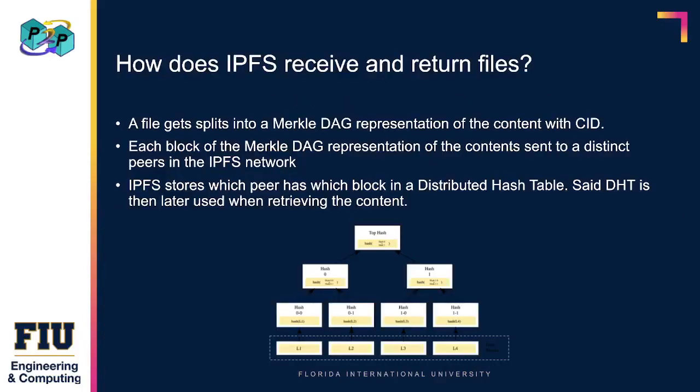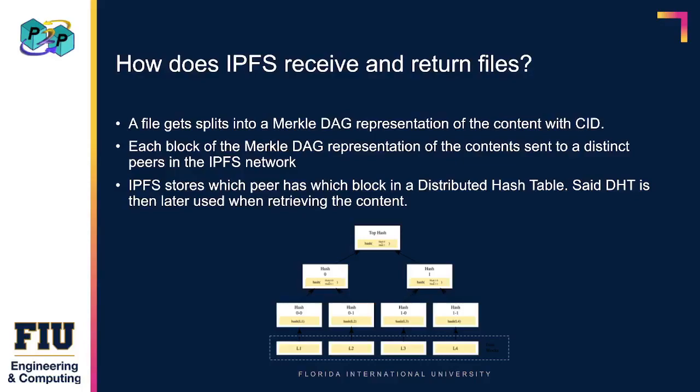So, how does IPFS receive and return files? Basically, a file gets split into a Merkle DAG representation of said file. A Merkle DAG is just a data structure which splits itself into distinct nodes. Each node is then given a CID, which is a hash of the content of the node. Each one of these small nodes is then sent to a distinct peer in the IPFS network. Each peer will hold its own part of the file. IPFS then stores which peer has which part of the file in a distributed hash table. This table is then used whenever we need to retrieve the content.